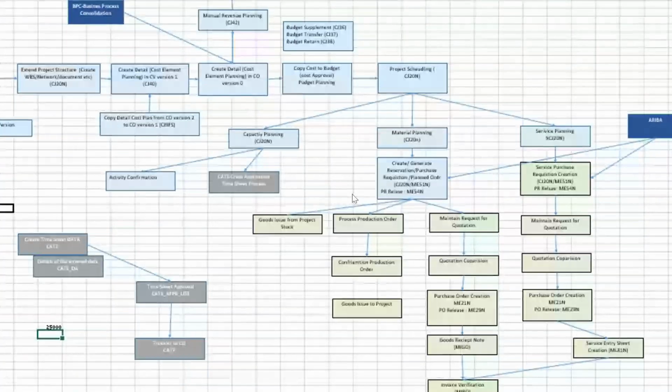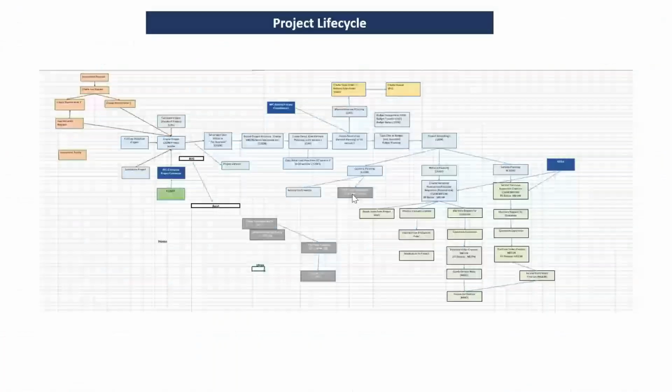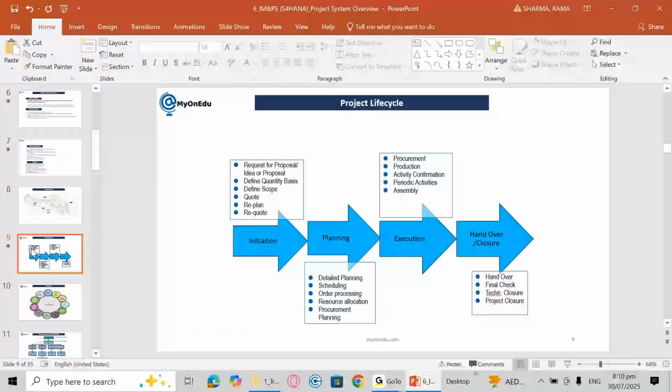Okay, so let me just have some questions here. Going forward, when we are going for this project life cycle, before that let us have some questions. So here, any idea what is the difference between system status and user status?